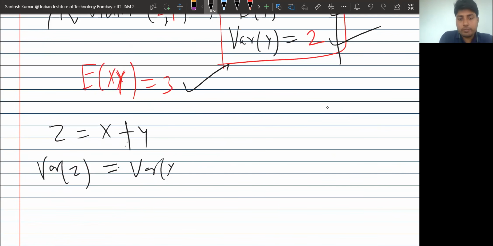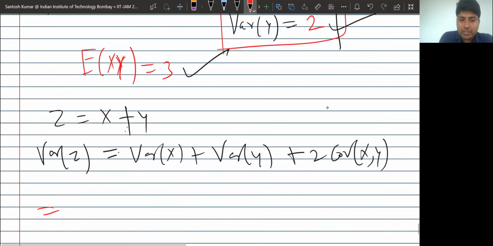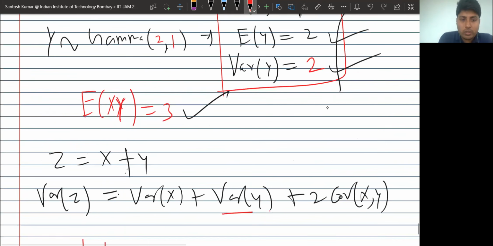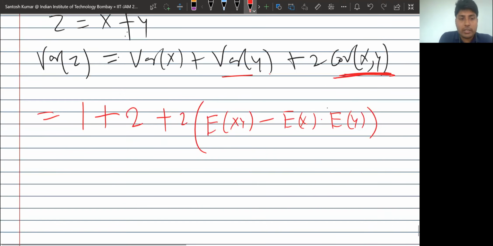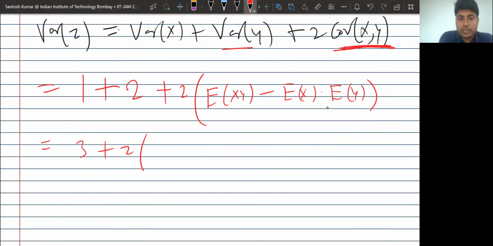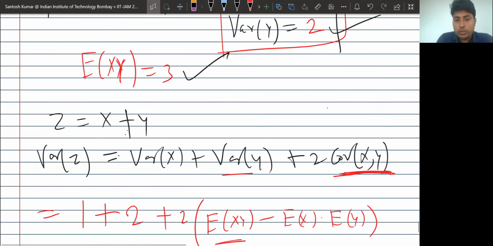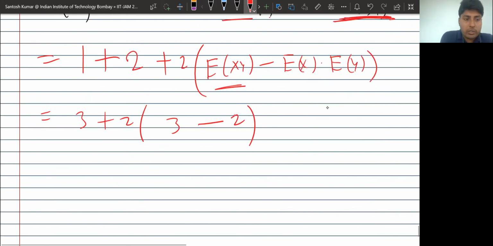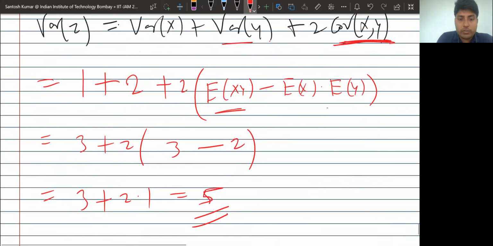So variance X, variance Y, 2 times covariance of X comma Y. Let us elaborate it. Variance X we had is 1, variance Y we have is 2, and plus 2 times covariance XY. Formula we have E[XY] minus E[X]E[Y]. So for that, 3 plus 2 times E[XY] was 3 minus E[X] into E[Y]. So E[X] is 1, E[Y] is 2, so 1 into 2 is 2. So what we have, 3 plus 2 into 1, so it's 5. So what we get, variance of Z we get as 5.